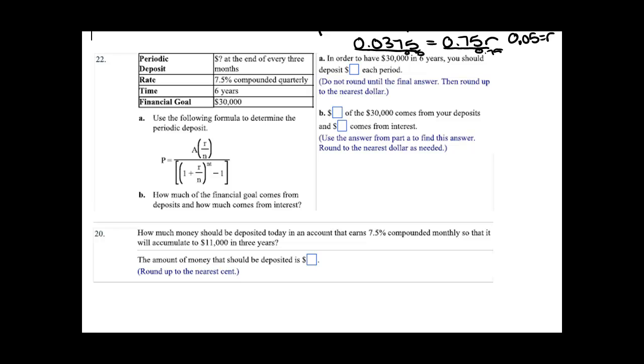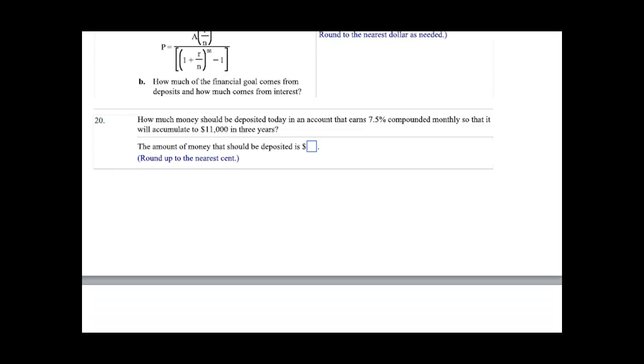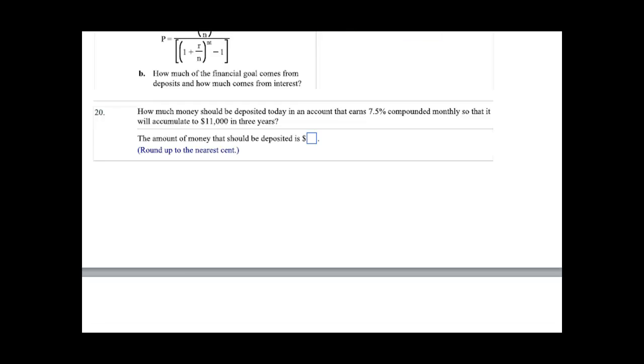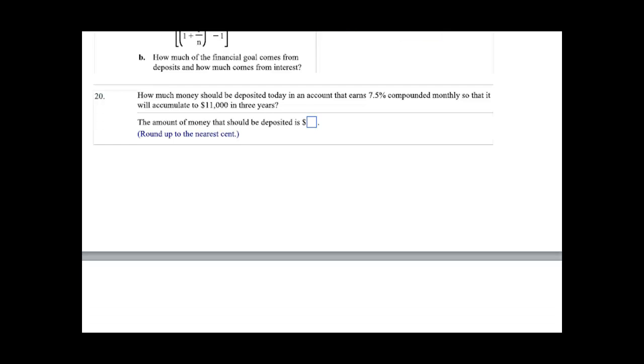For number 20, how much money should be deposited today in an account that earns 7.5% compounded monthly so that it will accumulate $11,000 in 3 years? Well, to do that one, we're going to need the formula A equals P onto 1 plus R over N to the NT power. And we know everything except for the P.